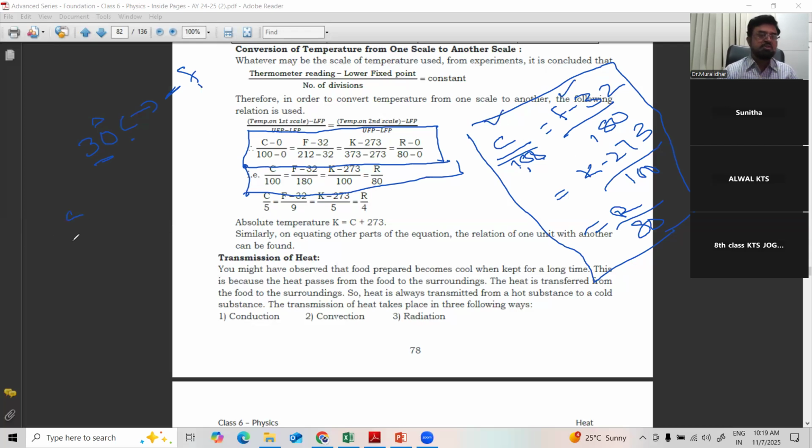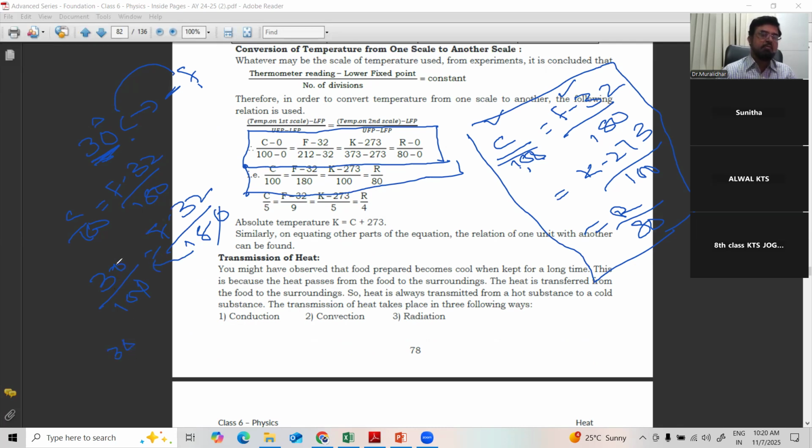That is C by 100 is equal to F minus 32 by 180, because we have to convert from Celsius to Fahrenheit. So C value is given for us, 30. In place of C, you can write 30. 30 by 100 is equal to F minus 32 by 180. You can cancel out 0 and 0. So F you have to calculate. So bring 18 this side. So what will you get?